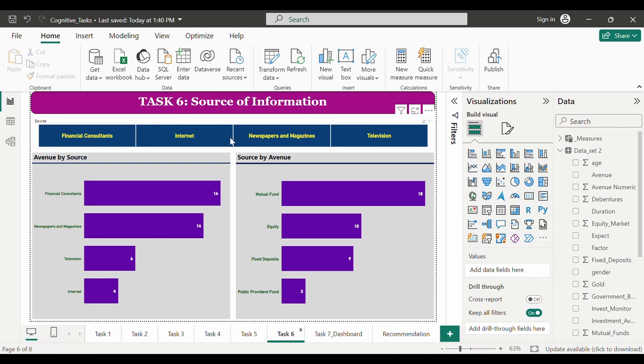Then task 6 is to get an insight on the source of information. We can see financial consultants, internet, newspaper, magazine, television. We can see the revenue by source on the left.